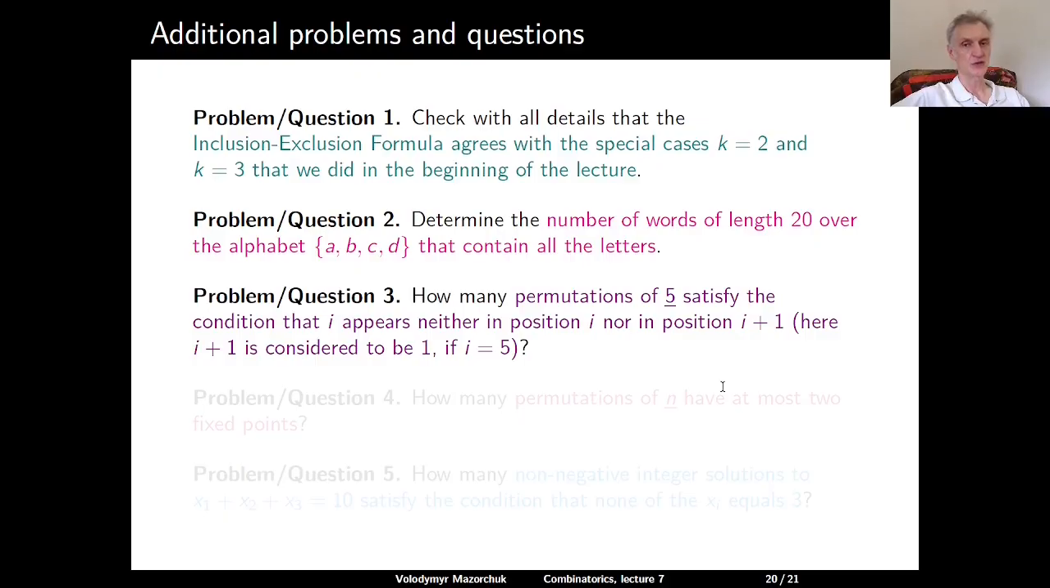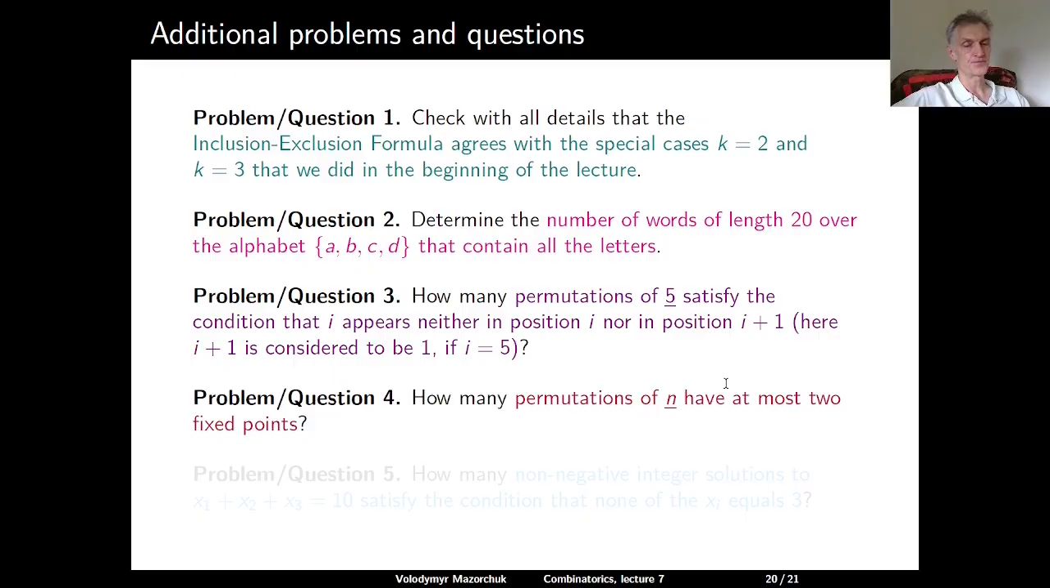Problem question 3. How many permutations of 5 underlined satisfy the condition that i appears neither in position i nor in position i plus 1? Here, the position i plus 1 should be understood as 1 if i is equal to 5, so it takes things modulo 5.